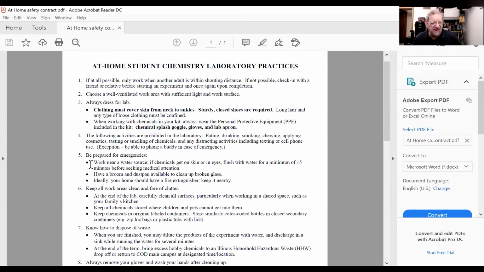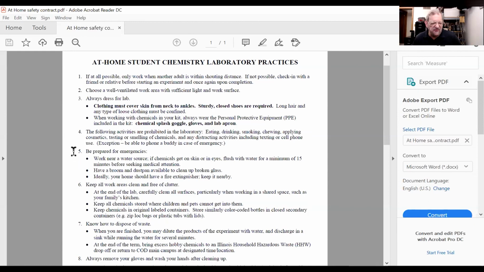Be prepared for emergencies, and work near water. That's why I'm asking you to work near the sink. You should never get anything in your eyes because you should always have your goggles on. Flush your eyes with water if you ever do get anything in them, and get medical attention, but you should always have your goggles on.